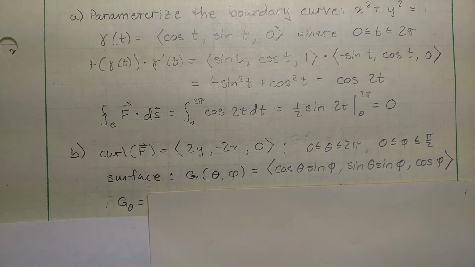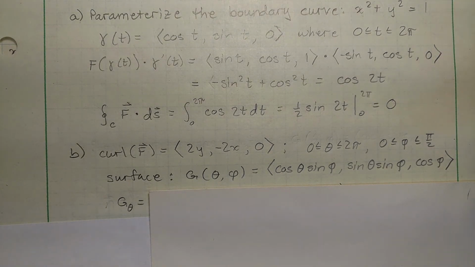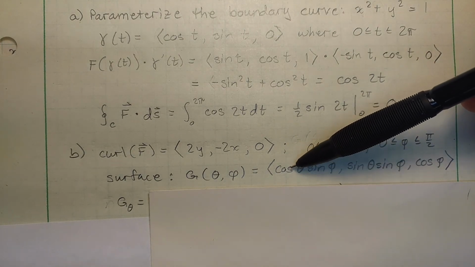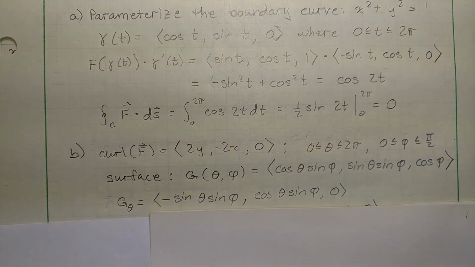So in order to find the normal, we have to find the partial with respect to theta and the partial with respect to phi, and then take the cross product. So we're going to find the partial with respect to theta. Doing that, we should get negative sine theta sine phi, cosine theta sine phi, and then 0.